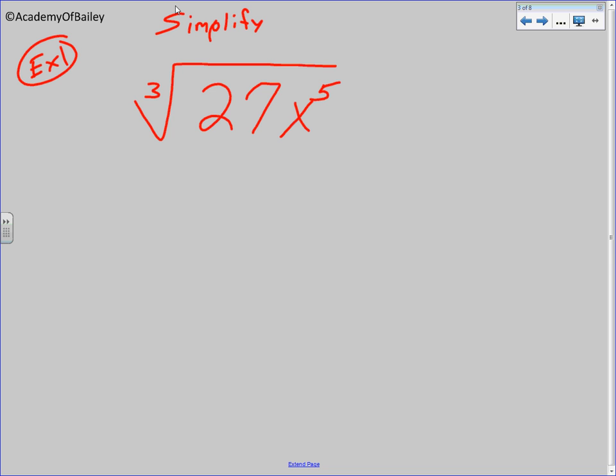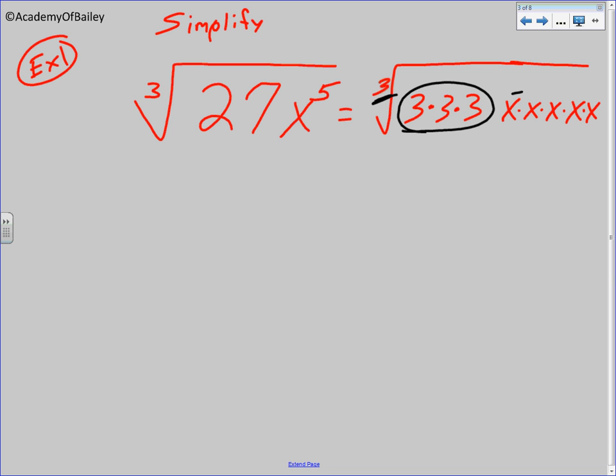So let's look here. 27 is 3 times 3 times 3, and x to the 5th is this. So we're taking cube root, so they got to come out in 3's. There's a pair of 3's, and there are 3 x's. Those 2, there's not enough of those x's to bring them out.